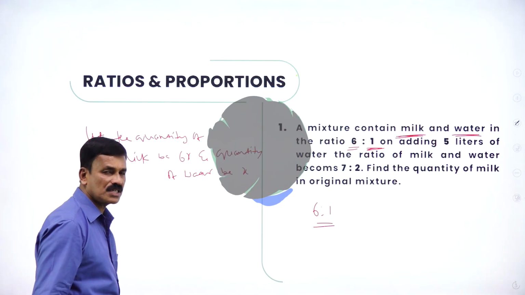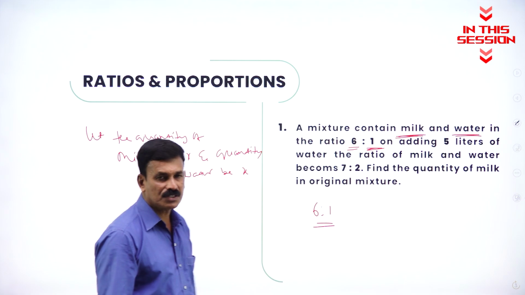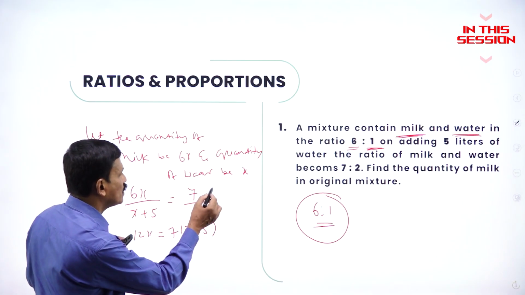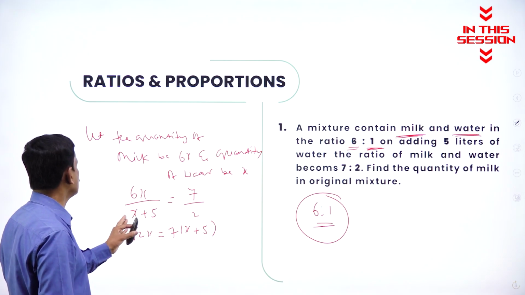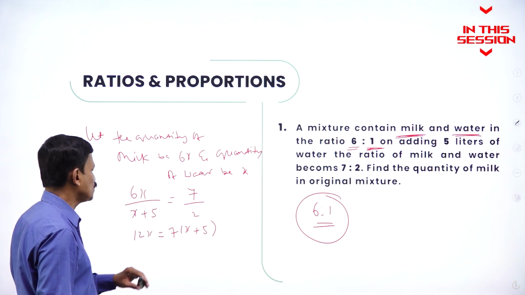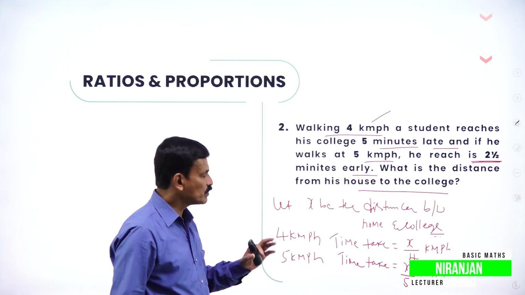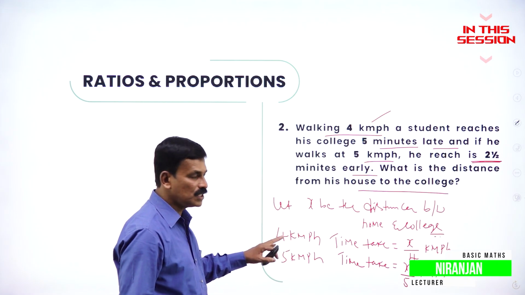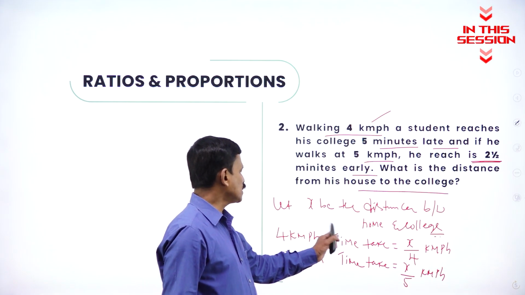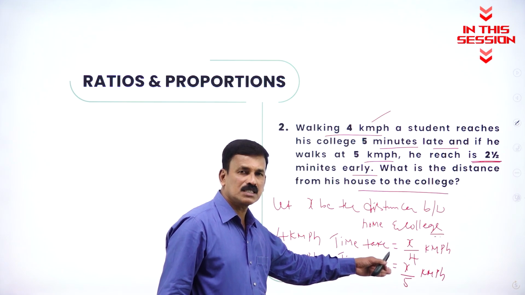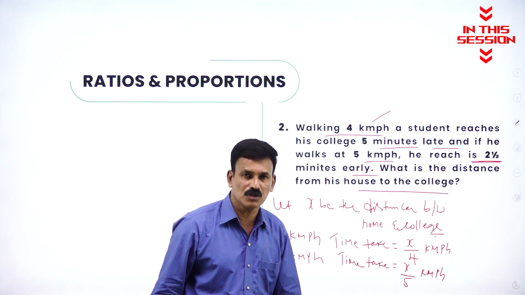What is given 6 is to x means let the quantity of milk be 6x and the quantity of water be x. For adding 5 liters of water, the ratio becomes 7:2, means 6x divided by x plus 5 is equal to 7/2. If x is the distance between the college and the home, the time taken by him to reach at 4 kilometers per hour is x by 4, and the time taken at 5 kilometers per hour is x by 5.